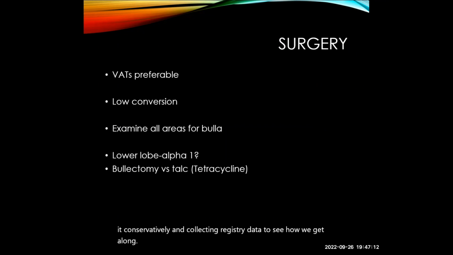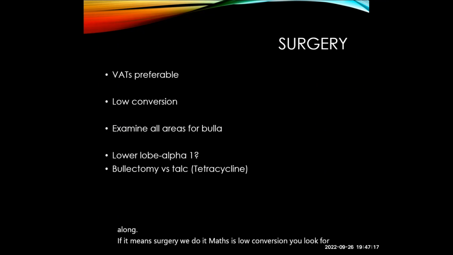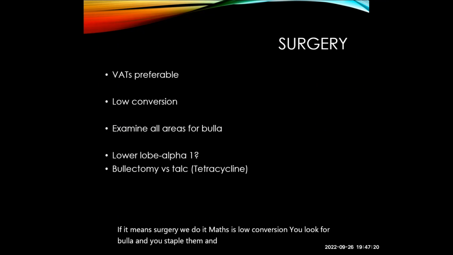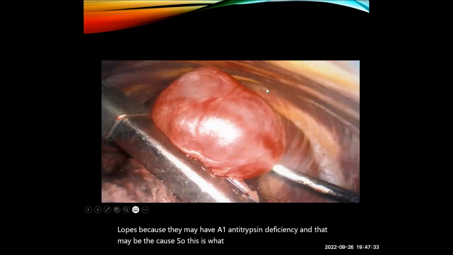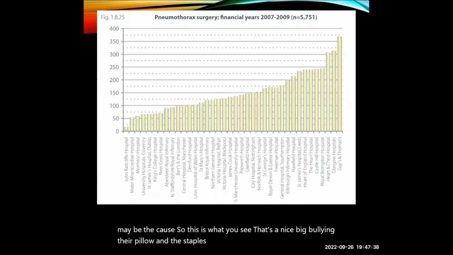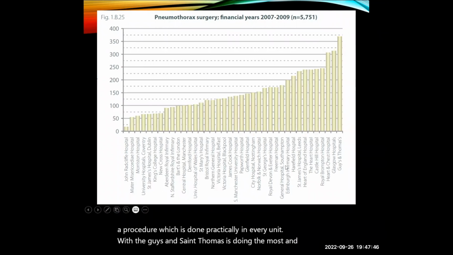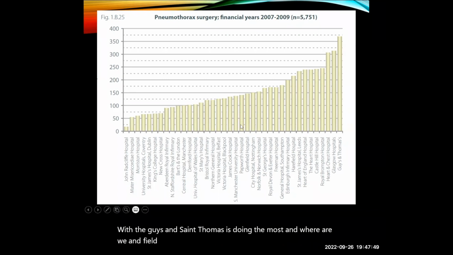If it needs surgery, we do it VATS, with low conversion. You look for bulla and you staple them, and then you do a pleurectomy or talc or pleural ablation. If it's secondary pneumothorax, look for lower lobes because they may have alpha-1 antitrypsin deficiency, and that may be the cause. So this is what you see. That's a nice big bulla in the upper lobe and the staples going across. And you can see it is a procedure which is done practically in every unit, with the guys in St. Thomas' doing the most. And where are we? Glenfield Hospital. We are somewhere in the middle.